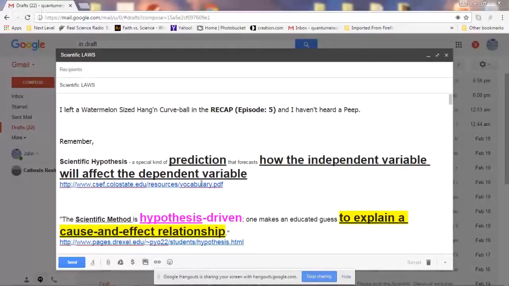All right. Thank you. Well, during the recap in episode 5, I left sort of a watermelon-sized curveball that was hanging out there, and no one's really discussed it. I'm sure people are busy. And I wanted to show this because I've never heard anyone talk about this in all my travels. No one's brought it up. I find that pretty surprising, and you're going to see why here in a minute.